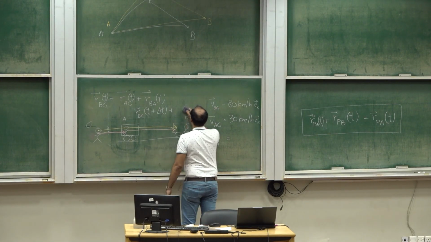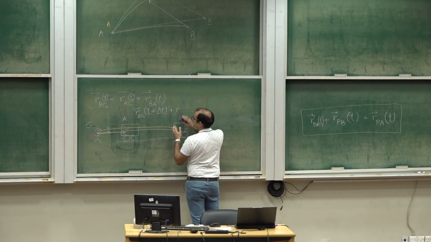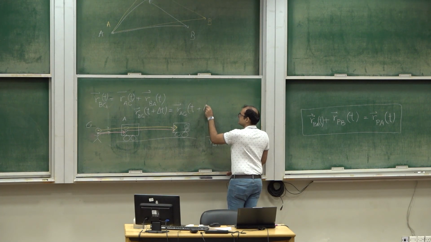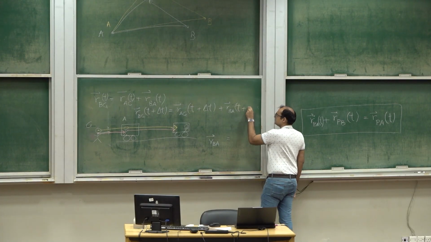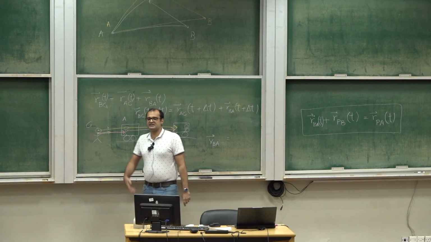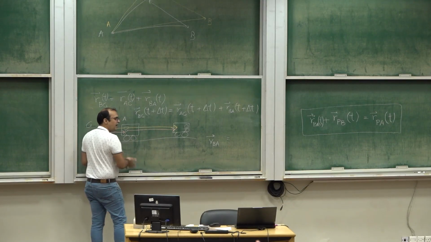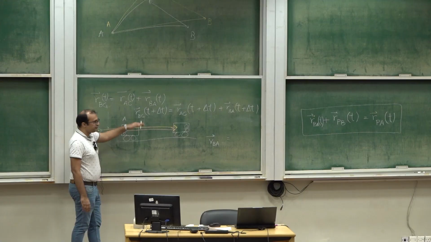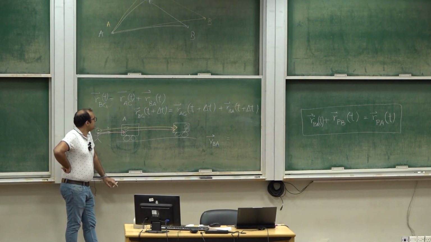R_BG at t plus delta t equals R_AG at t plus delta t plus R_BA at t plus delta t. This is true at a slightly later time. The relationship between these three arrows will still be that. And if you now take the difference of these two equations and then divide by delta t, what do you see on the left side?